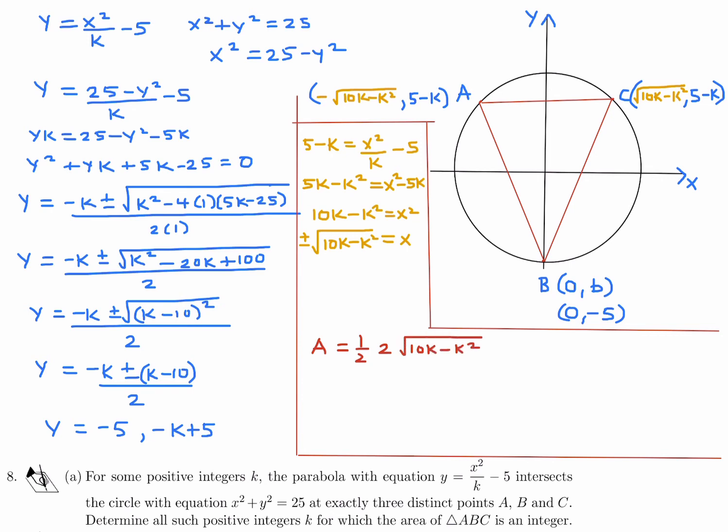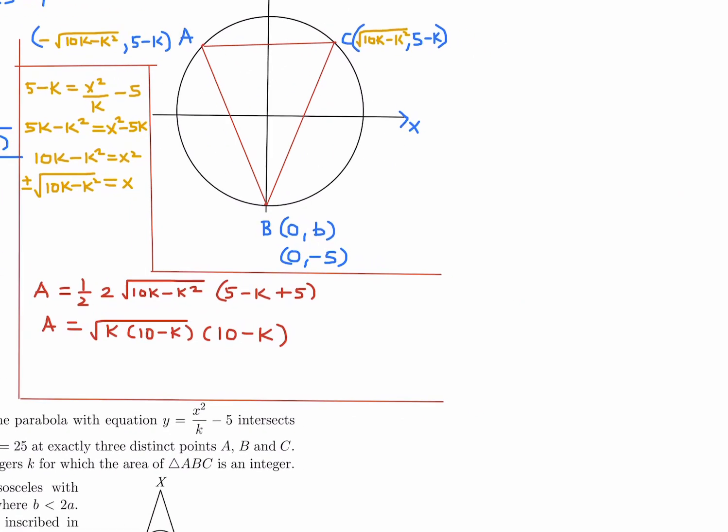And then the height is from there to there, which is going to be 5 minus (k minus 5), which would be plus 5, like that. All right. So this becomes, well, the 1/2 and the 2's cancel, and I'm going to factor a k just to make the math a little bit easier. The square root of k times (10 minus k), that's still all under the square root, and this is 10 minus k.